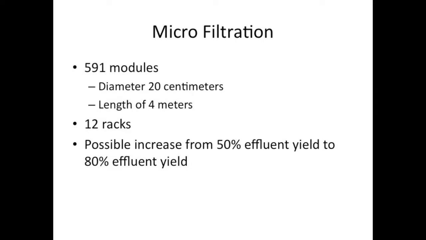The first filtration device used is microfiltration. Microfiltration is a process that removes contaminants from a fluid by passing it through a microporous membrane. The system will utilize 591 modules with a diameter of 20 centimeters and a length of 4 meters. The 591 modules will be arranged in a series of 12 racks.